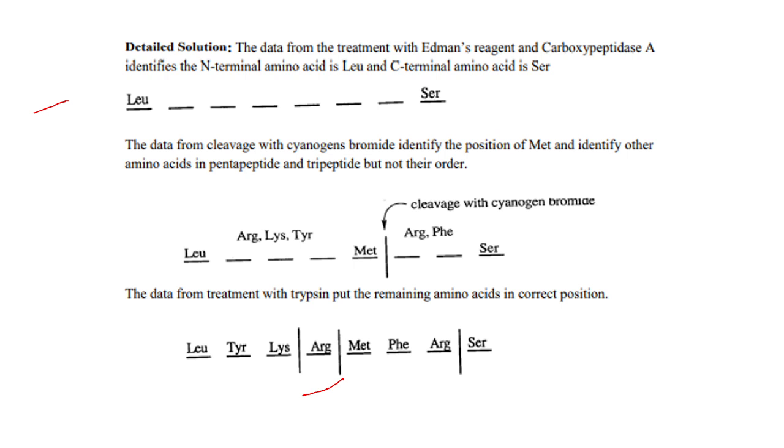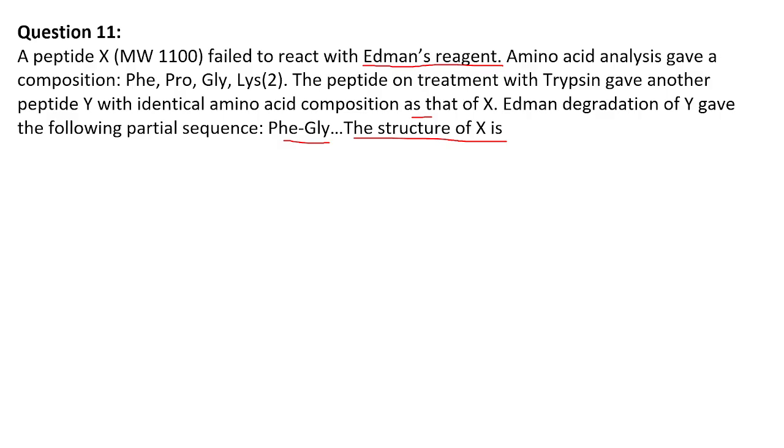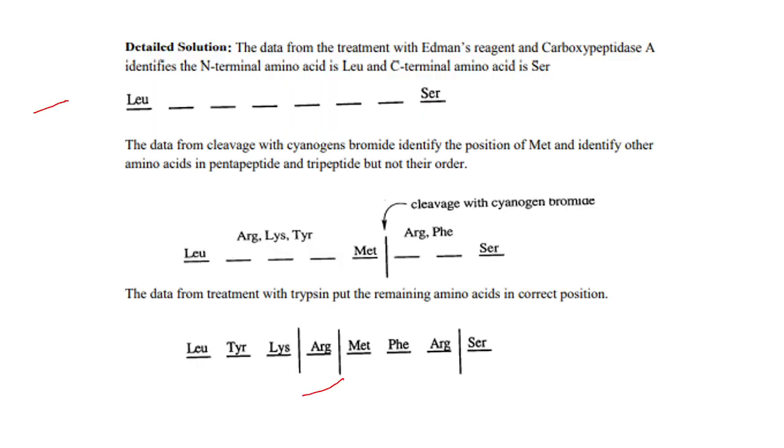Leucine, tyrosine, lysine, arginine, methionine, phenylalanine, arginine, and serine. This one, option A, will be the correct answer. Why not option B? Because if you treat with trypsin, here you'll receive serine. Fine. And option C will be eliminated. If you treat with trypsin, you'll not receive serine as such. So this option will be eliminated from here.